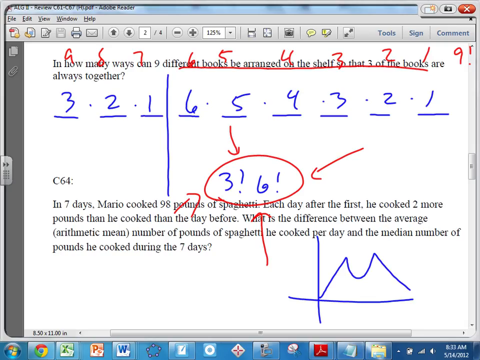But since the grouping does matter here, it must be those 3 together and then those 6 together. I heard like a half question there. Vanessa?